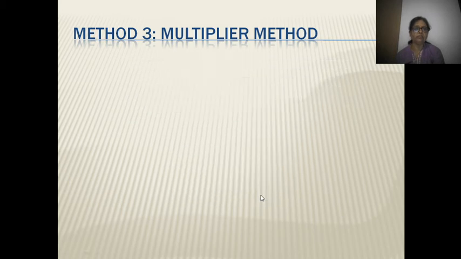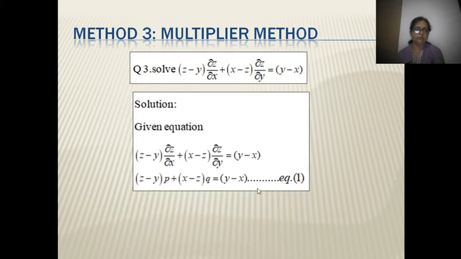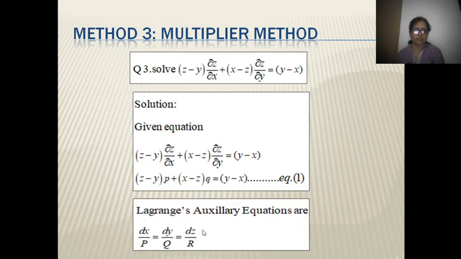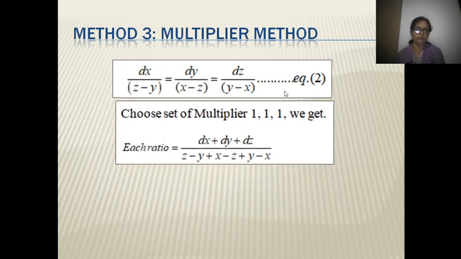We discuss here one example of multipliers method. This is the example. Now the given equation is this. This equation is in the form of del z by del x, therefore we substitute here p, and del z by del y equal to q. And therefore the equation is in the form of Pp plus Qq equal to R. Then we write down the Lagrange's auxiliary equations. Now we apply here the multipliers method, using 1, 1, 1 as multipliers.